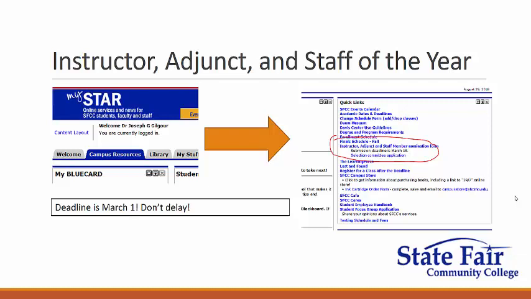The next category is Staff of the Year. Staff of the Year are full-time employees outside of the classroom. So I want you to think about people like your navigator. It's a great example. Or campus store, financial aid, admissions, the registrar's office, athletic coaches, residence hall, custodians. There's lots of people out there that count as full-time staff members.